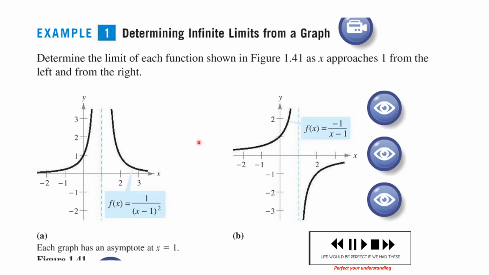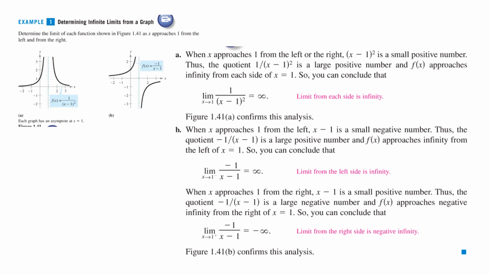Okay, so let's do a problem. Determine the limit of each function as x approaches 1, both from the left and the right. You know what to do. Let's see how you did. Alright, so in the one in A, the limit as x tends to 1 is going to be infinity because the limit from the left and the limit from the right both are equal to infinity. The limit's not going to exist for this one, although the limit from the right is going to be minus infinity and from the left is going to be positive infinity.